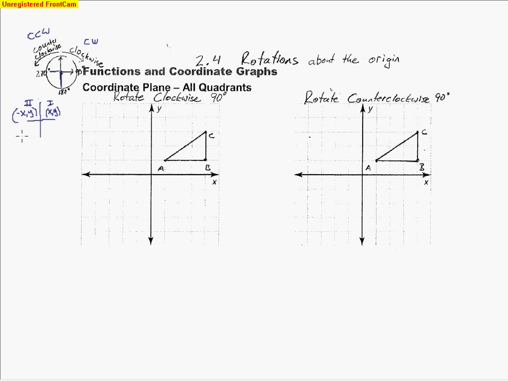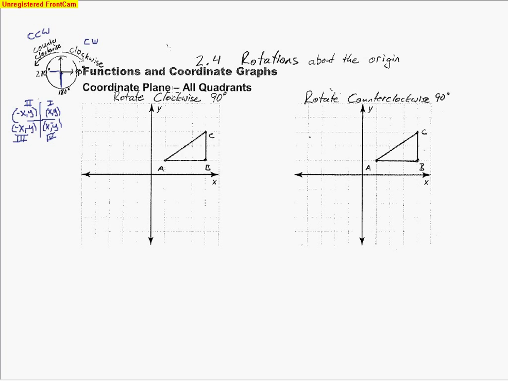Quadrant 3 is down below, and that has both negative X's and negative Y's. And then quadrant 4 is in the lower right-hand side, and that has negative Y's, but X's are positive. So we're going to remember that as we try to rotate things.